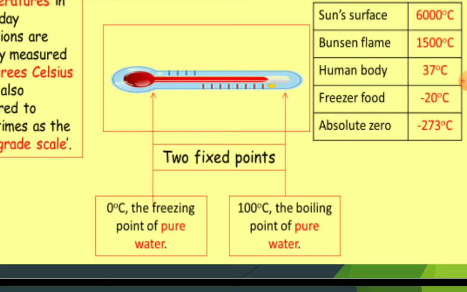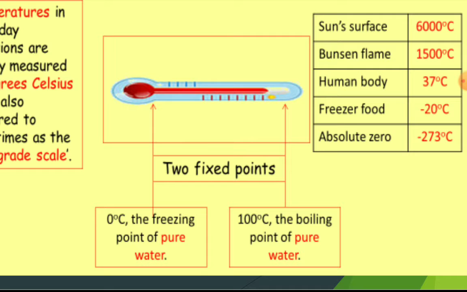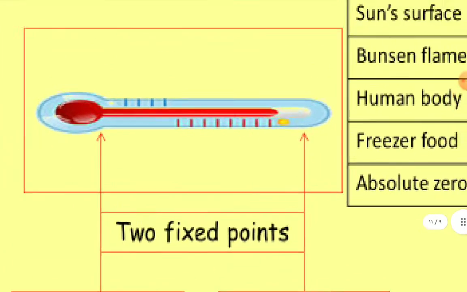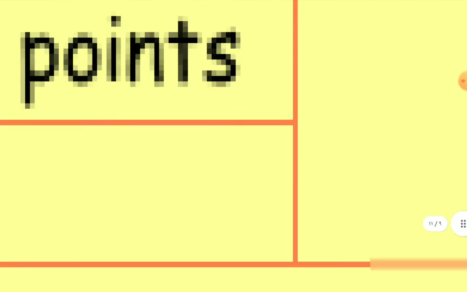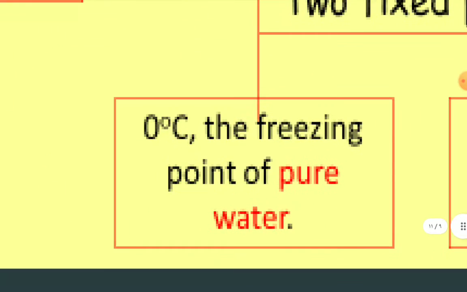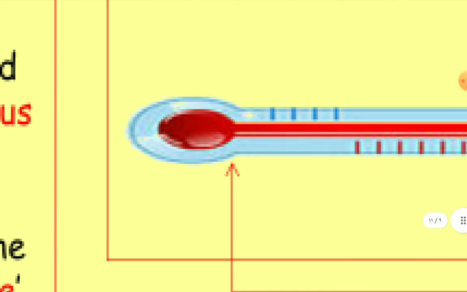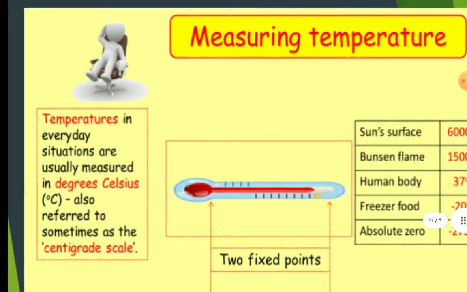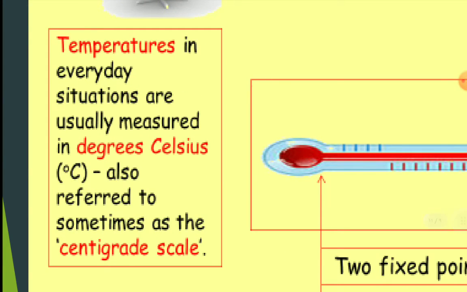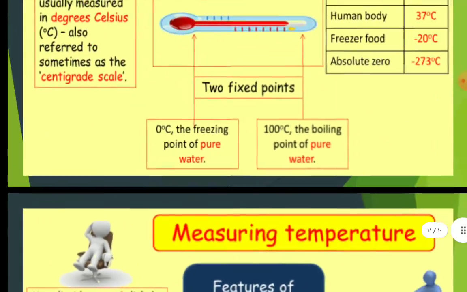Okay. Here we have 2 fixed points. 100 Celsius is the boiling point of pure water. Here, you can see the arrow. Here is the 100 Celsius, the boiling of water. And the 0 Celsius, the freezing point of pure water, is here. Okay? And temperatures in everyday situations are usually measured in degrees Celsius, also referred to sometimes as the centigrade scale.